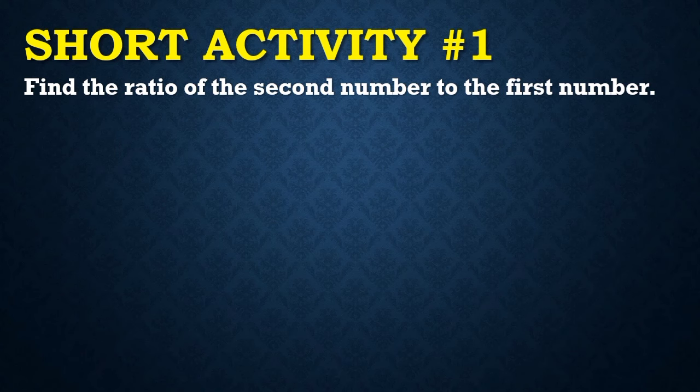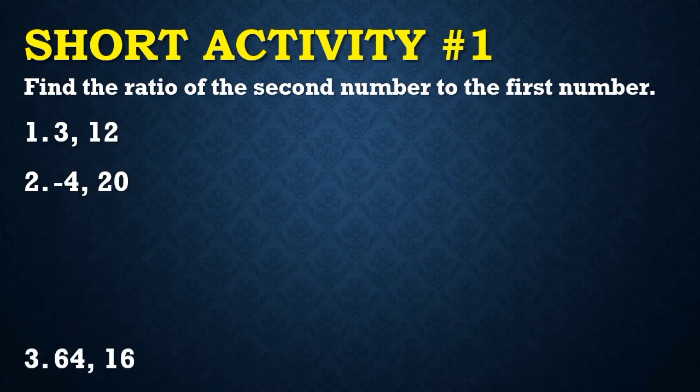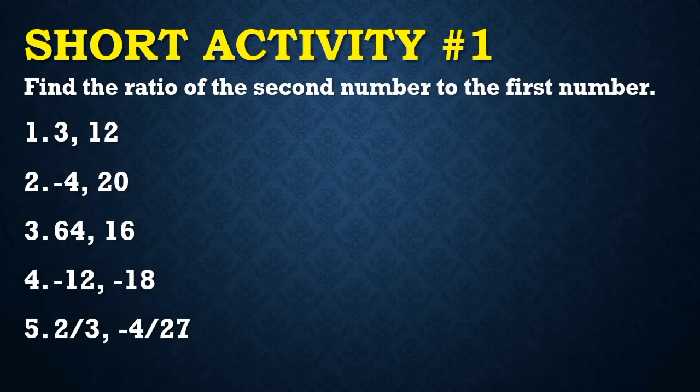For our first activity, the instruction is find the ratio of the second number to the first number. Ang gagawin lang natin dito sa ating mga given, i-divide natin yung second number dun sa first number para makuha natin yung ratio na hinahanap natin. Like, for example, yung number 1. If we will be dividing 12 by 3, the answer is 4. For number 2, 20 divided by negative 4, that is negative 5.